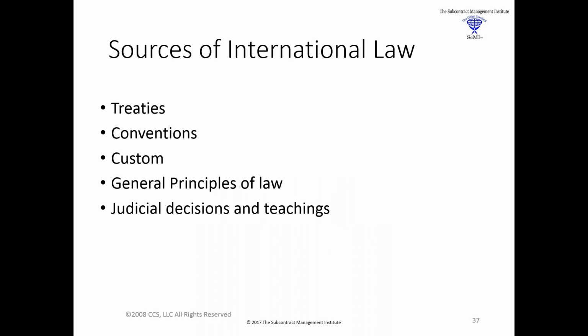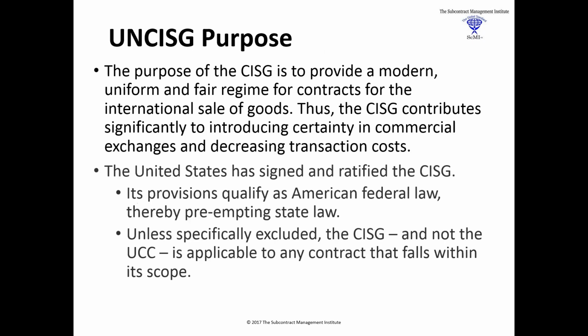These come from treaties, conventions, customs, etc. There are international courts, so there are judicial decisions and things that can be looked to. And the purpose of the CISG is to give a modern, uniform, and fair regime. And for developing countries, this can be critically important because they don't have a very mature body of law on which they can rely. But they can enter commerce and improve their economic standing in the world by appealing to the CISG, because now they have the commercial structure that's necessary to have enforceable contract agreements.